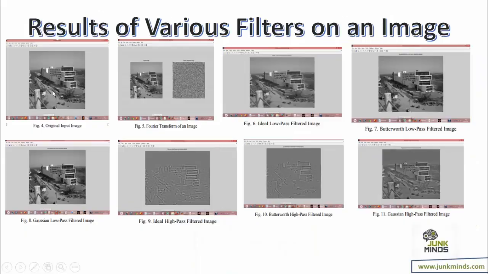Now this is the original image and this is the Fourier transform of the image. And these 6 images are the results of different filters. They are the ideal low pass, Butterworth low pass, Gaussian low pass, ideal high pass, Butterworth high pass and Gaussian high pass. These 6 images are the final output of applying each filter to the original image.